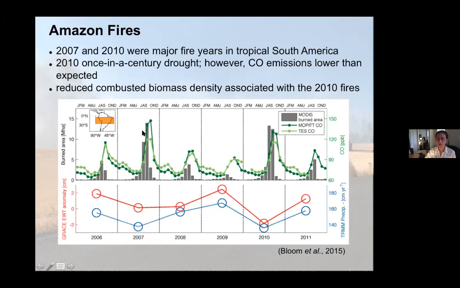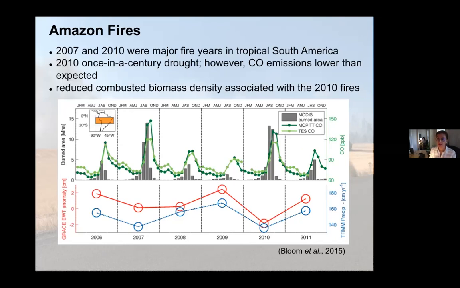In green, you have CO emissions as shown by MOPITT in dark green and TES in light green. And you can see that the emissions in 2010 were lower than one would expect looking at the emissions in 2007. So there is not a one-to-one correspondence between area burned and amount of CO produced, even though it's the same region. Why is it so?